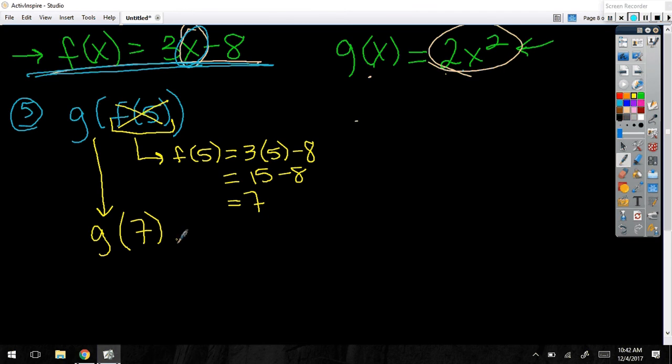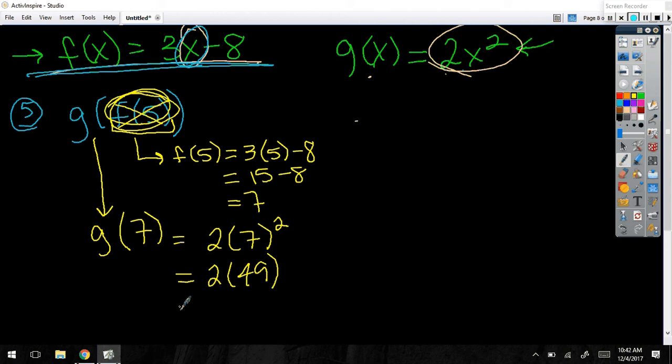That's what I was saying the whole time, Miss McGee. Why g of 7? I solved the parentheses first, and then what I got, I'm plugging into the outside. So it's 2 times 49. Solve that equation.